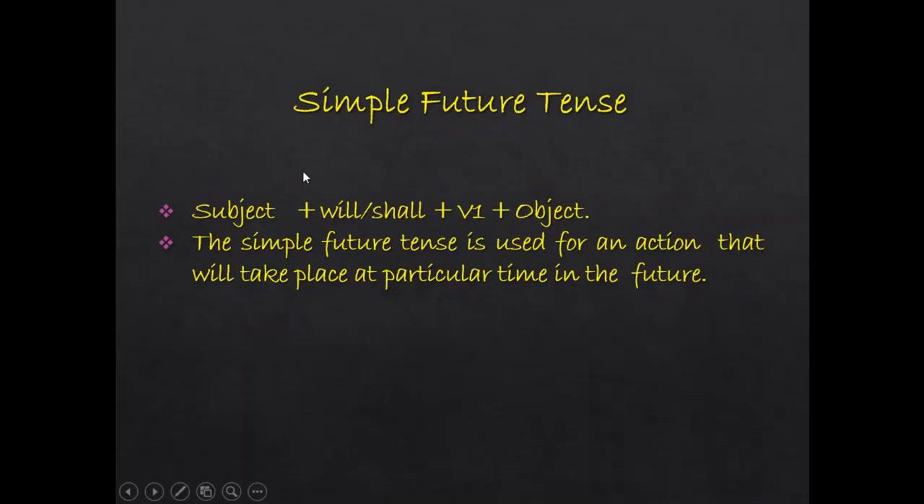Now children, we will try to understand the third type of tense, that is the future tense. To begin with, we'll start with simple future tense. To write a simple future tense, we use the subject plus will or shall plus first form of the verb plus object. The simple future tense is used for an action that will take place at a particular time in the future.